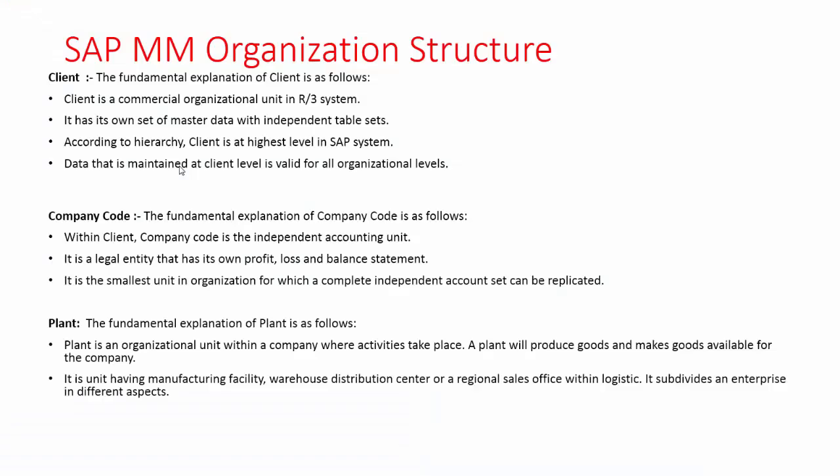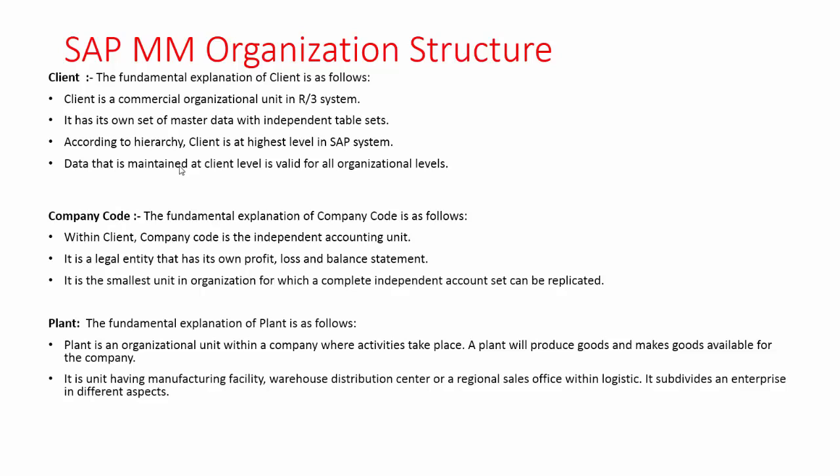Then when we are going to define our organization structure, first of all we have to define the company code. But basically this is an activity which is governed by the finance team. The fundamental explanation of company code is as follows. Within client, company code is the independent accounting unit. It is a legal entity that has its own profit, loss and balance statement. It is the smallest unit in the organization for which a complete independent account set can be replicated.